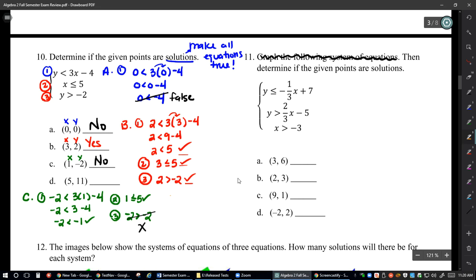And now we try the last one, letter D. So for letter D, check number 1. X is 5, y is 11. So we've got y, which is 11, less than 3 times 5 minus 4. 11 less than 3 times 5 makes 15. And 15 minus 4 makes 11. And similarly, 11 is not less than itself. So this is also false. So that means that letter D is also not a solution. So take your coordinates and plug them into each inequality and make sure you get something that is true for all inequalities here. So you guys are going to try number 11 on your own.